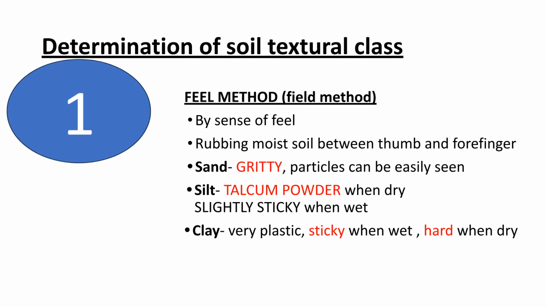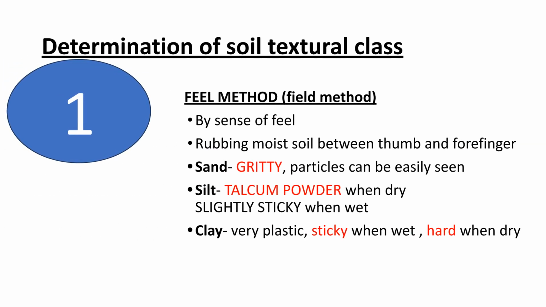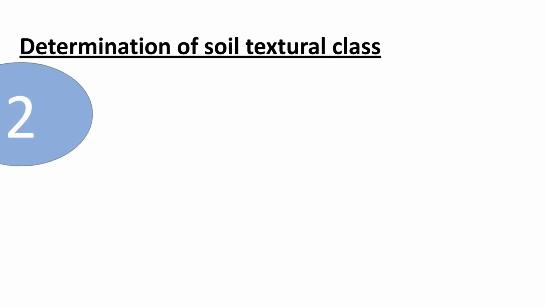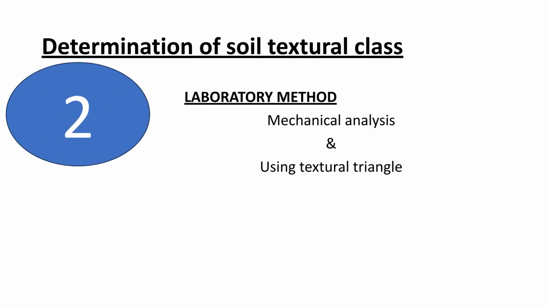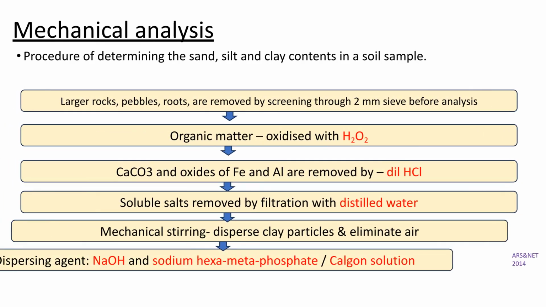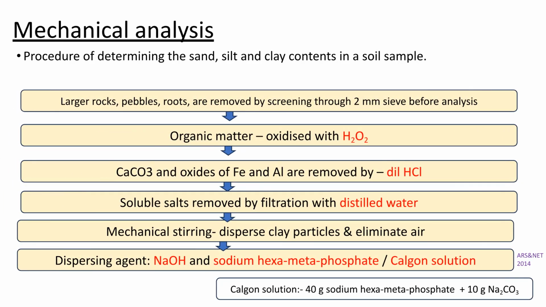The first method for determining soil textural class is the feel method. By rubbing moist soil, we can identify sand as gritty, silt as talcum powder when dry, and clay as plastic and sticky when wet. The second method is the laboratory method, which involves mechanical analysis and the use of the textural triangle. Mechanical analysis determines the sand, silt, and clay contents.